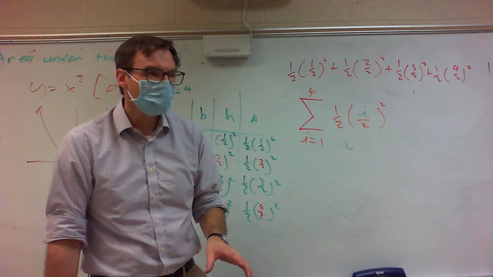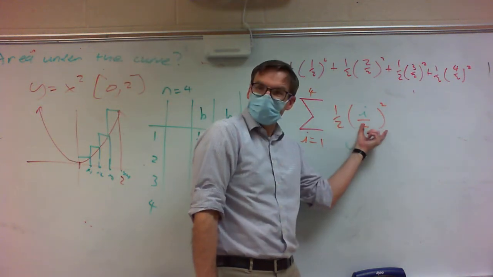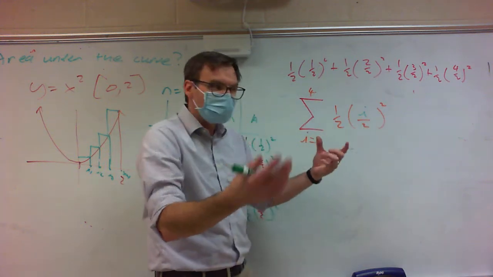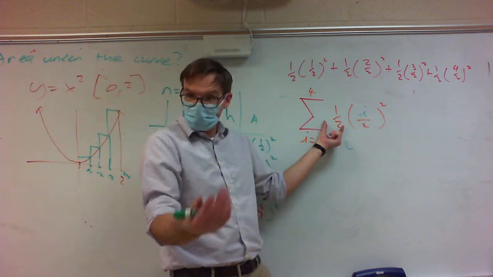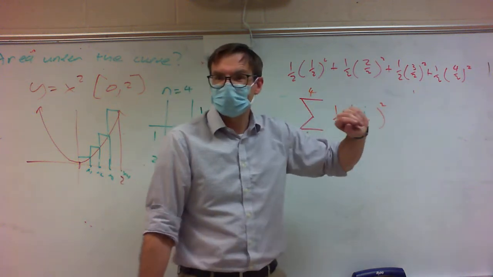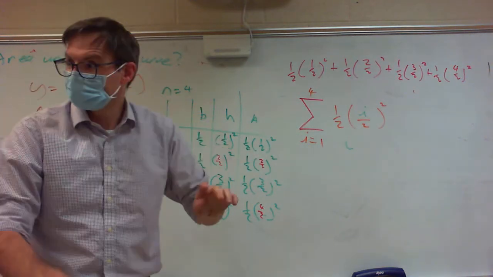And if you look at it, you can almost see the base times height. Can you see this is the base of each rectangle? This is the height, right? And as you look at this, I want you to think, oh, well, the base is always the same, which is why that's always 1/2. And the height is you plug something into this x squared. Does that make sense? All right?